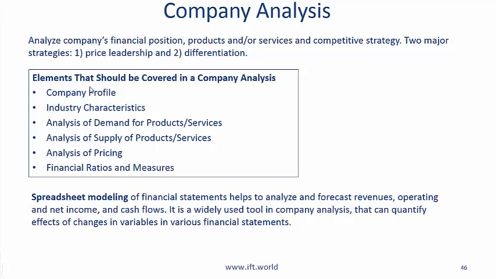When you are doing a company analysis and you write a report, here are the elements of that report. You need to talk about the company, the industry. You need to analyze the demand for the products that are manufactured or produced by this company. You need to analyze the sources of supply. You need to analyze pricing, and then you need to look at financial ratios and measures. Spreadsheet modeling of financial statements helps to analyze and forecast revenues, operating and net income, and cash flows. It is a widely used tool in company analysis that can quantify effects of changes in variables in various financial statements.